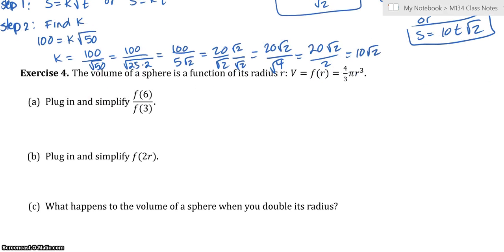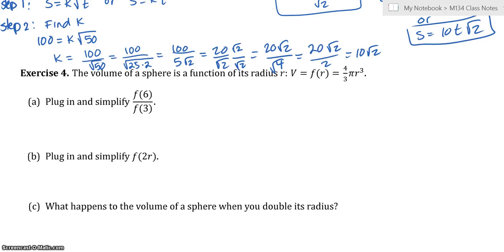Last exercise. The volume of a sphere is a function of the radius. So notice how this is proportional. It's a power function because pi is a constant, a power function where p is 3. So it's directly proportional, we can see, to the radius. The volume is directly proportional to the radius cubed. So let's just see what happens plugging in these values. Go ahead and try this and come back when you are ready.